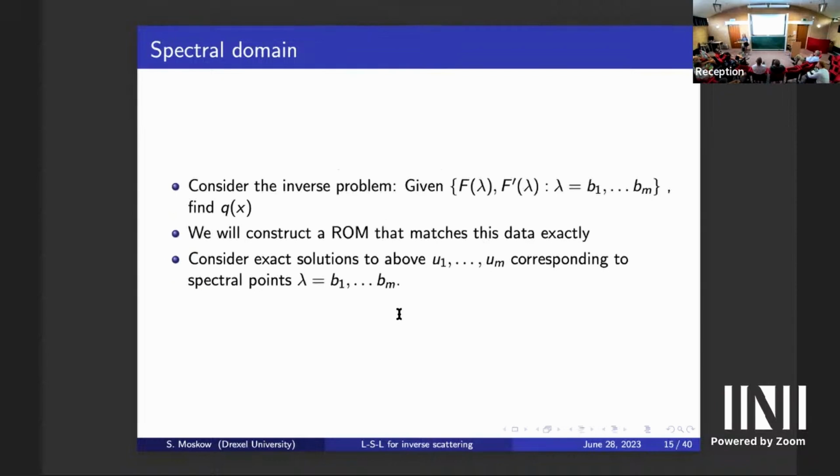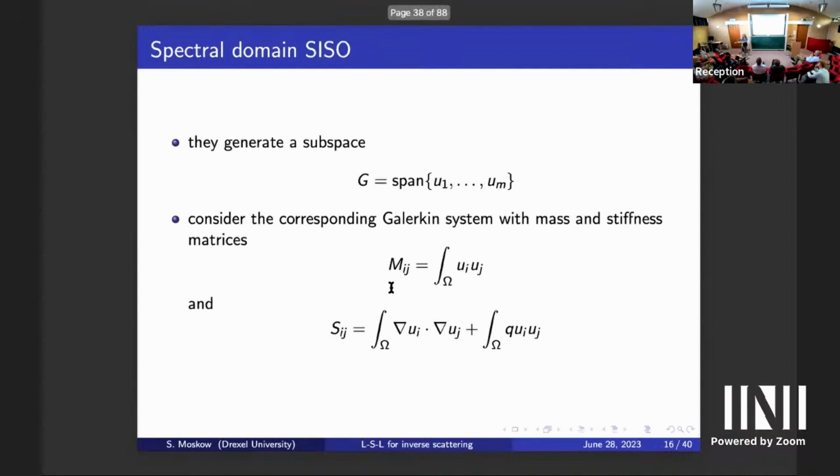So given the data, we construct a ROM that matches this data exactly. Consider exact solutions to this problem, corresponding to spectral points, like V sub 1 through V sub m. Then they generate a subspace, so take the span of them. Imagine doing a Galerkin method on them.